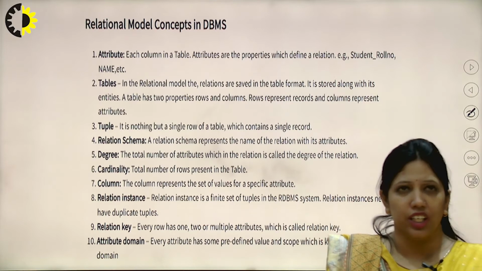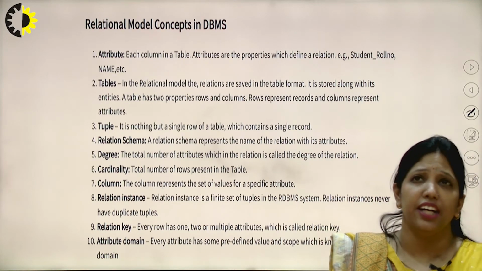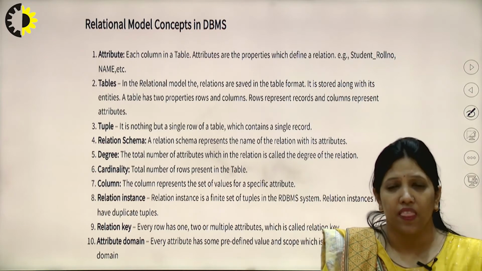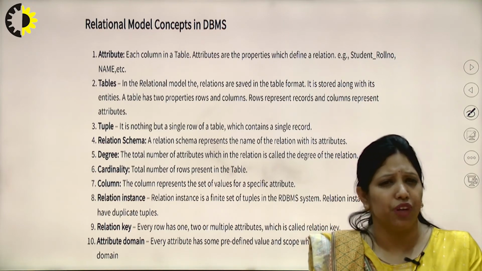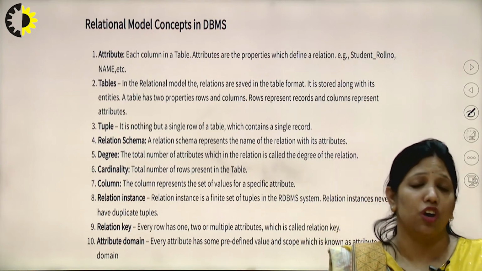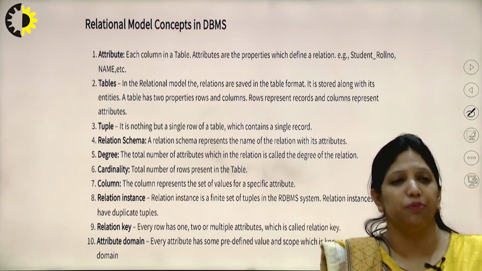Then we have relational key. We identify any entity on the basis of certain keys, called primary key, super key, and candidate key. So every row has one, two, or multiple attributes, which is called a relation key. On the basis of this key, we uniquely identify the entity in the database.